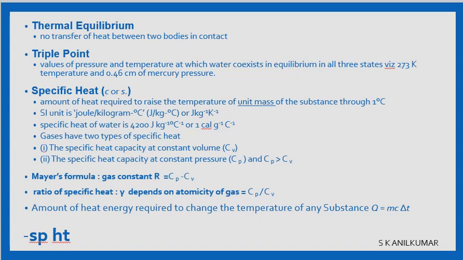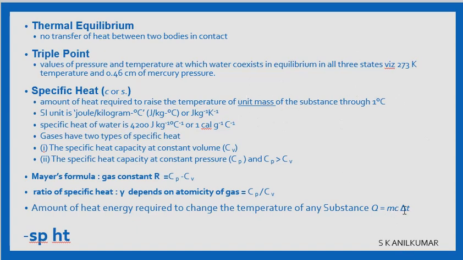Cv is specific heat at constant volume. Now, the amount of heat energy required to change the temperature of any substance is Q = mcΔT. What is mc? m is the mass of the substance. Specific heat is the heat required to raise the temperature of unit mass of a substance through 1 degree centigrade. So this is written as c.